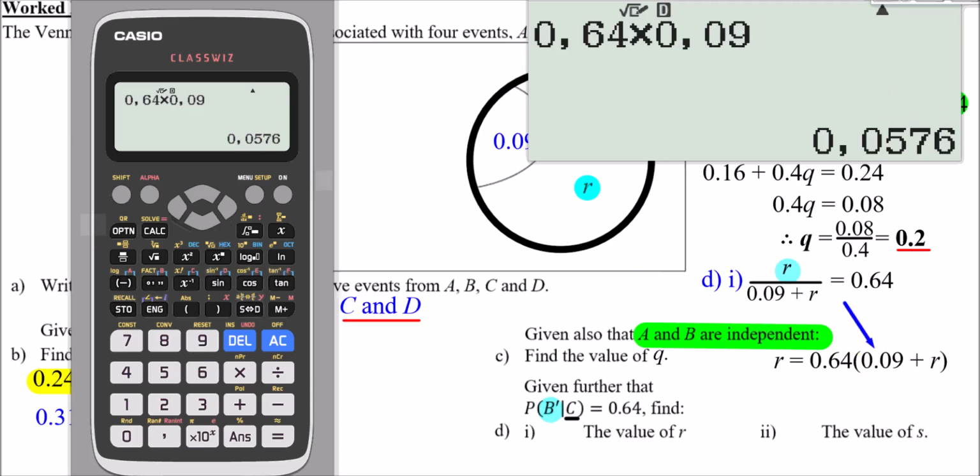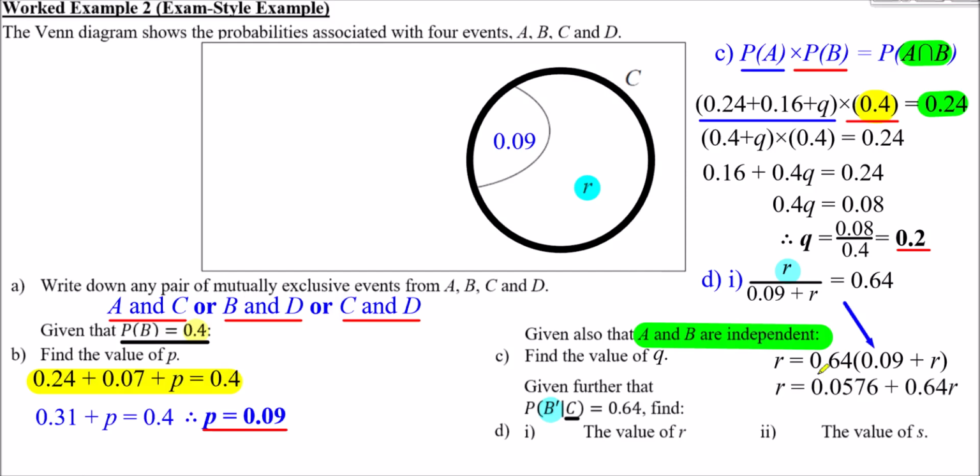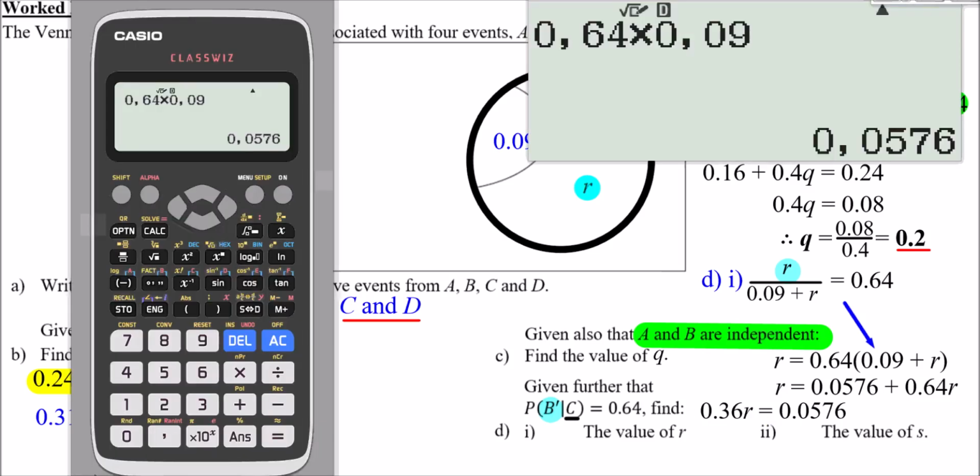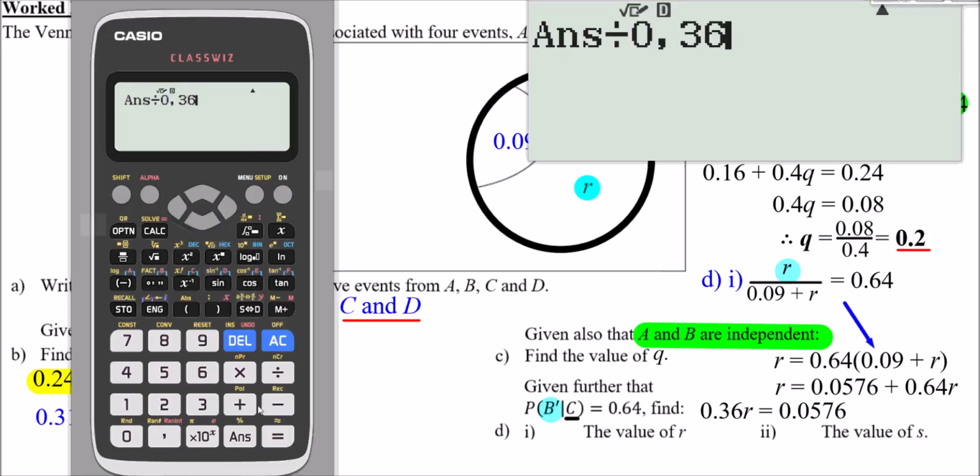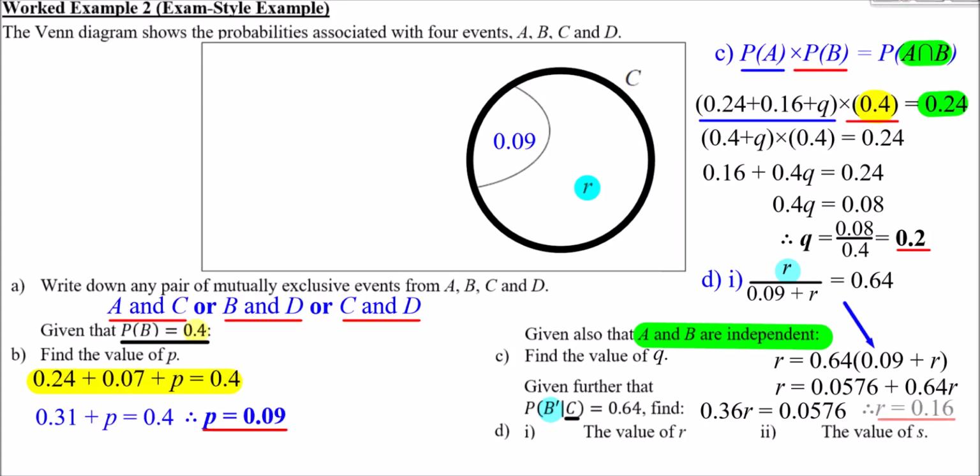0.64 times 0.09 gives us 0.0576. So if we expand out these brackets next, we get R equals 0.0576 plus 0.64 of an R. We can now subtract 0.64 R from both sides to leave us with 0.36 R. So 0.36 R equals 0.0576. Finally, if we divide both sides by 0.36, press equals, we get that R must be 0.16. So we can replace the letter R with 0.16.